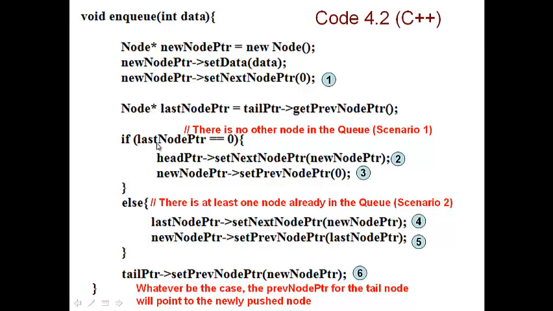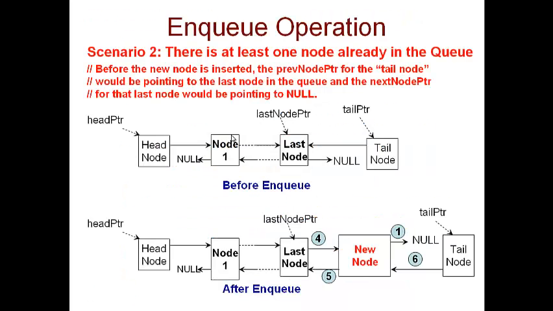Now if last node pointer is not null, that means there's at least one node already in the queue. So try to do this now. Something like this. So last node really exists, so there's at least one node before the tail node. Alright, so now initially the last node's next node pointer is null because that's the last node in the queue.